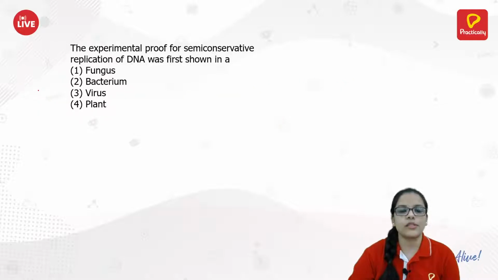The experimental proof for semi-conservative replication of DNA was first shown in bacterium E. coli by Meselson and Stahl.